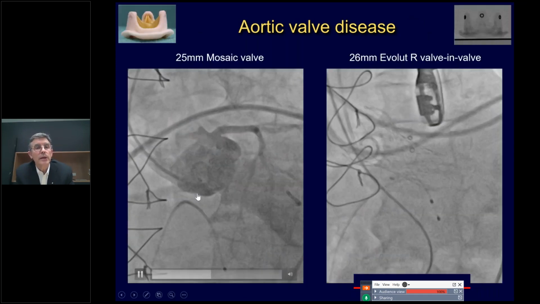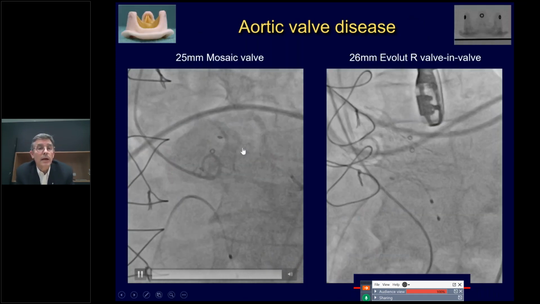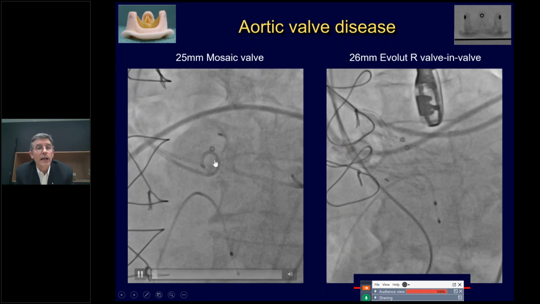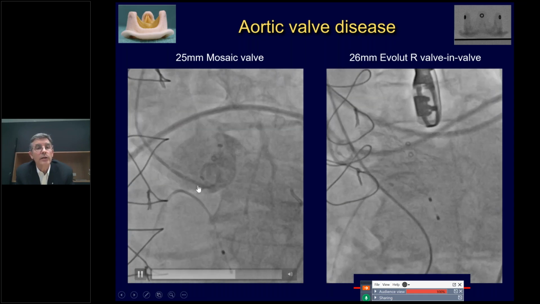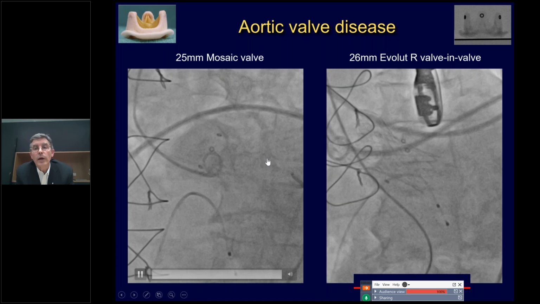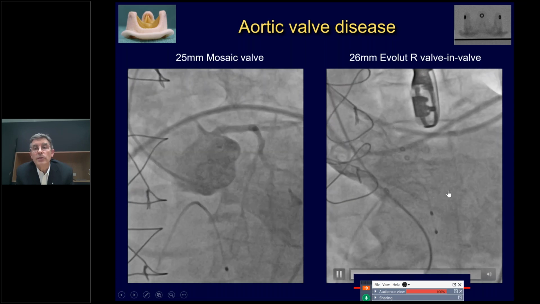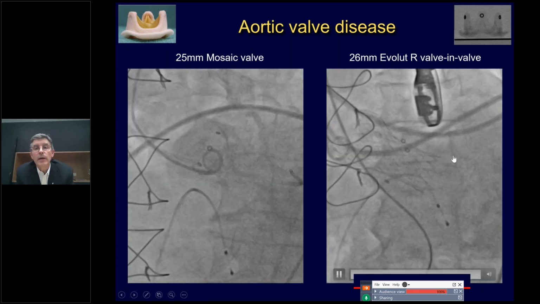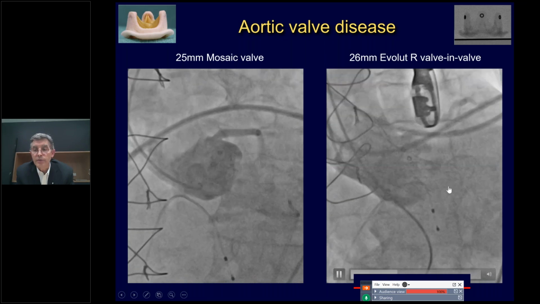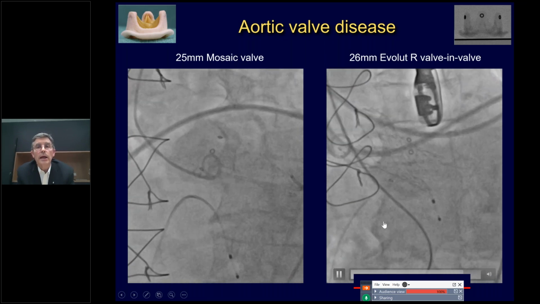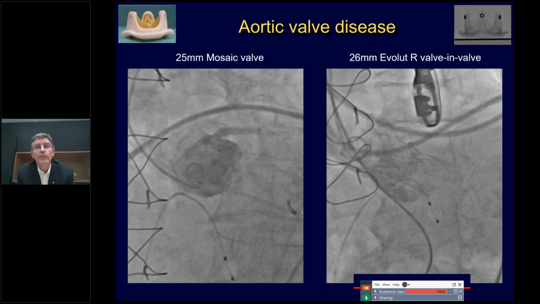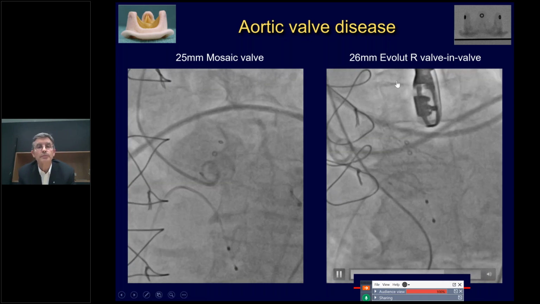This is the Mosaic one we did yesterday. This is a valve. You can see the islets, which sit up fairly high. They're not at the annular level. And this is where we put the valve, and you can see it's just a little squirt of residual leak here, but a good result. No gradient across the valve there. So that was an Evolut R self-expanding valve-in-valve procedure.